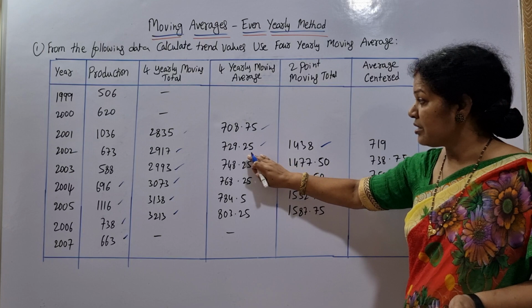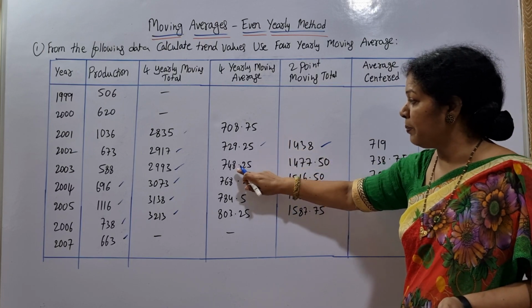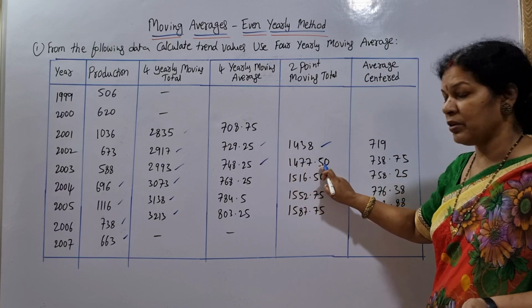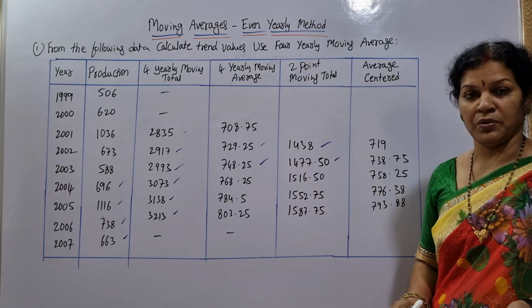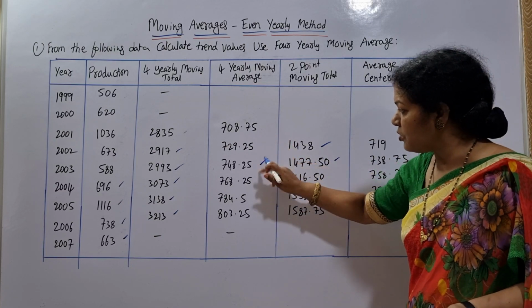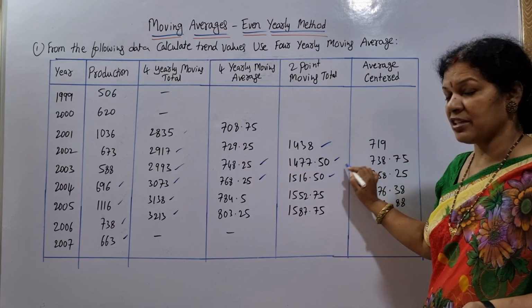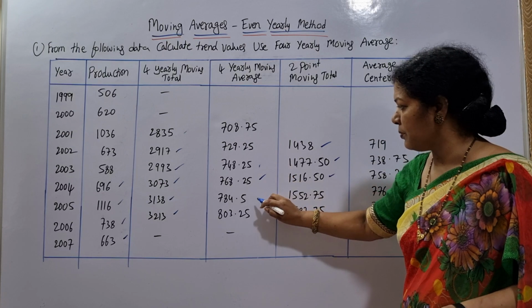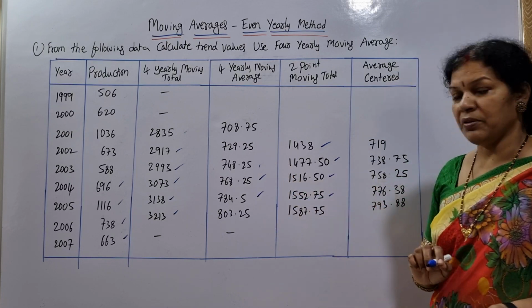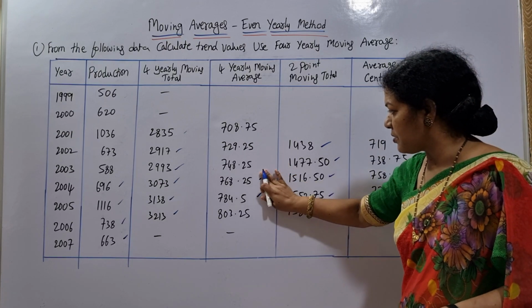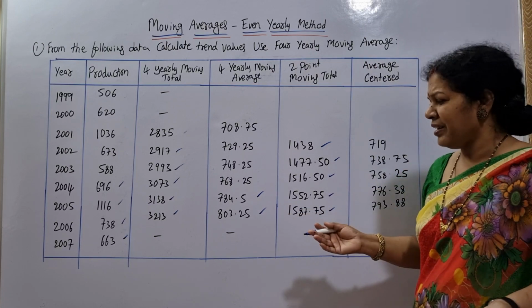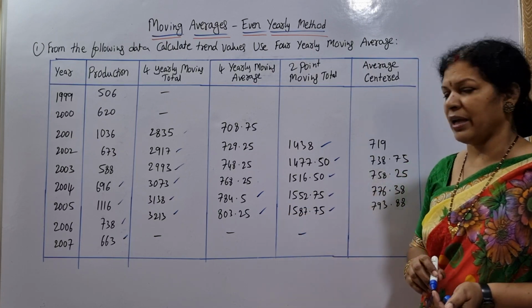In the same way, 729.25 plus 748.25, if you add, you will be getting 1477.50. In the same way, next these two numbers if we add, you will get 1516.50. Next these two numbers if we add, you will get 1552. Next if you add these two, you will get 1587.75. Next no more numbers, so this is blank.